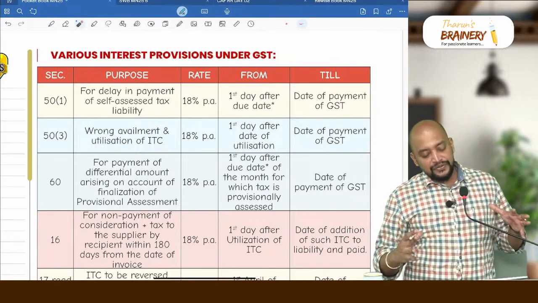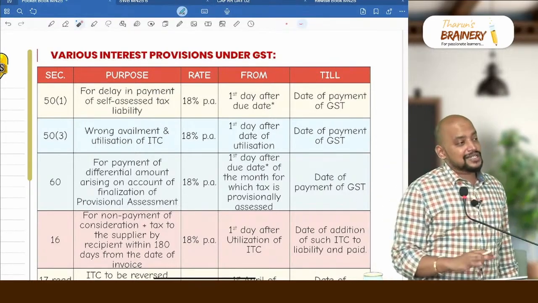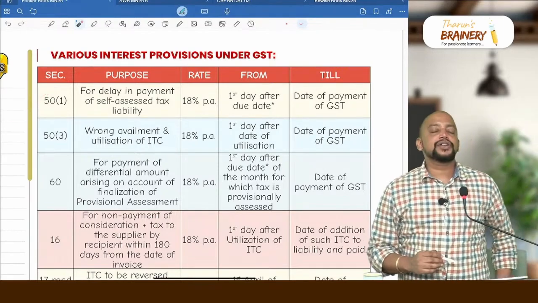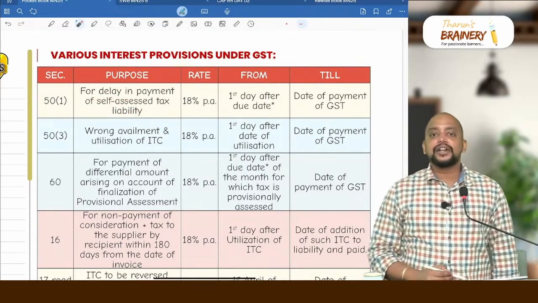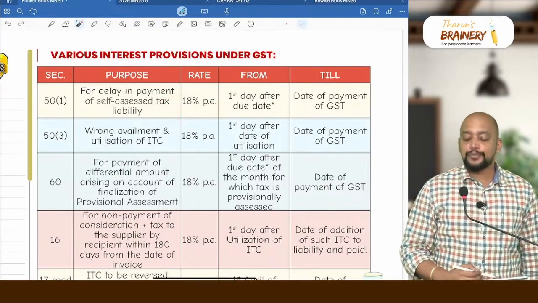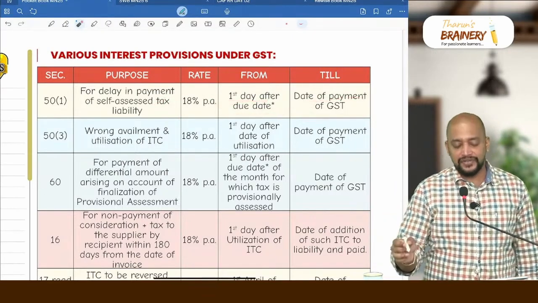So these interest provisions under GST come in different places, which I have just compiled into one place. Section 50 subsection 1, interest on account of delay in payment of tax, self-assessed liability. The rate of interest will be 18% per annum, and usually this interest will be computed from when? From the first date after the due date till the date of payment of GST.